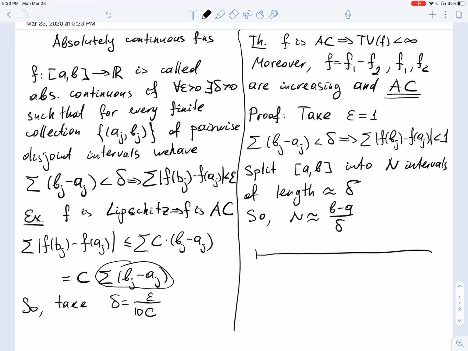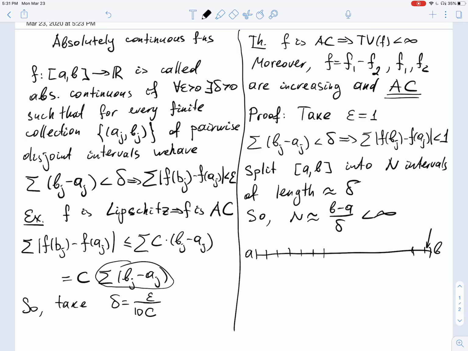So here's the picture. So here's AB. I take the first interval of length delta, the second interval of length delta, delta, delta, delta, delta. Then at the end, the one before the last also has length delta, but this last one might have length less than delta, which is fine. And in any case, n is something like b minus a divided by delta, or maybe b minus a divided by delta plus 2. It doesn't matter. What matters is that n is finite. So I'll eventually get a very bad estimate for my total variation, but it will be a number.